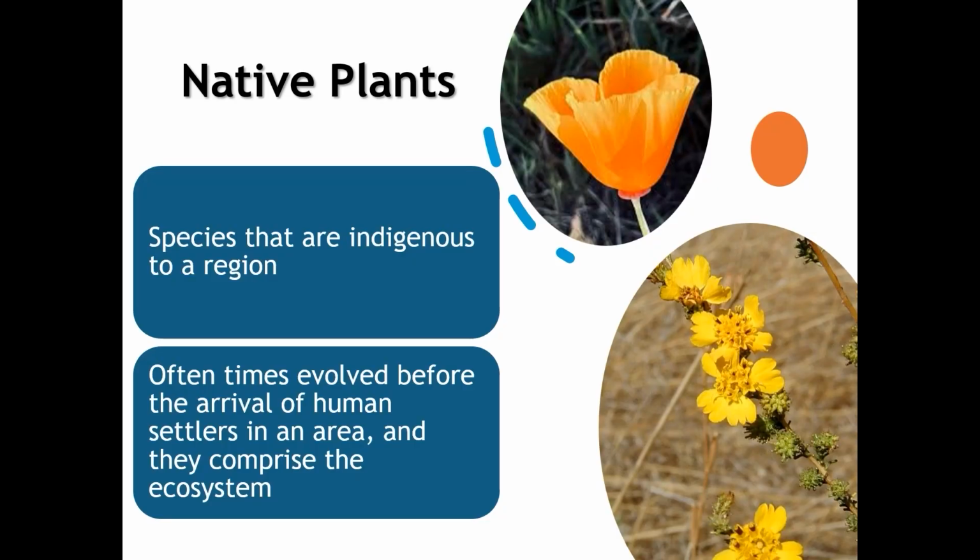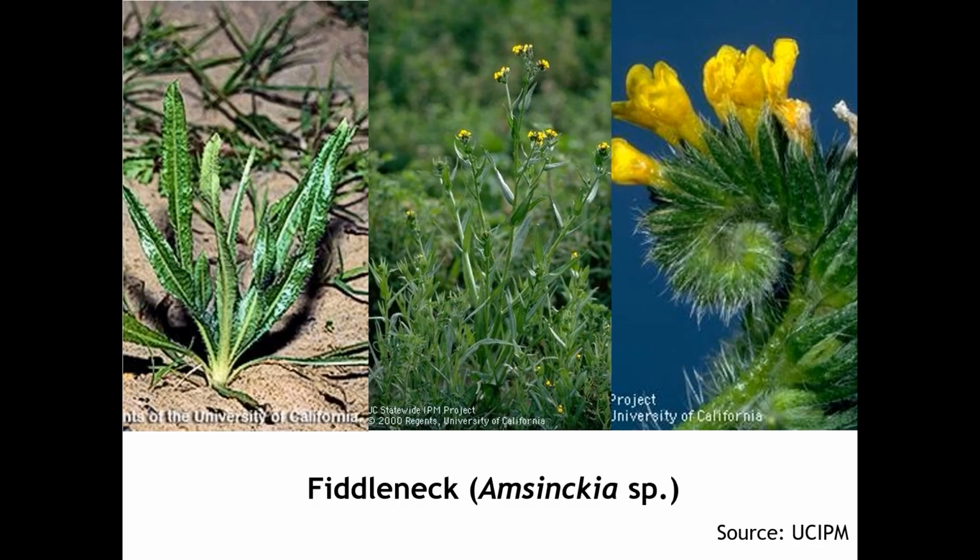Before I begin talking about weeds, we should recognize the fact that we have native plants and non-native plants here in our state. Some species are what we call native plants, and those are the species that are indigenous to this region, and oftentimes they evolved before the arrival of human settlers in this area, and they comprise the ecosystem. For example, fiddleneck, which we see commonly in California during the winter months, is a native plant.